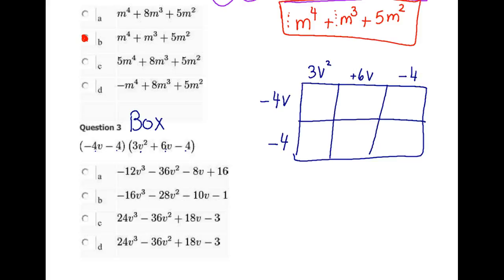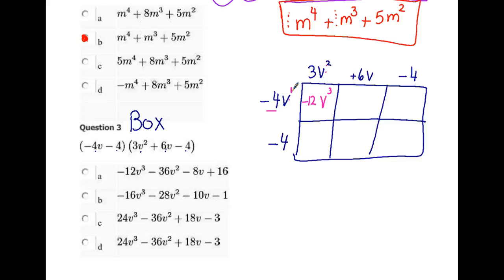Then you start multiplying. So the negative 4v and the 3v squared multiplied together. Remember, when you multiply, the powers are added, okay? In adding and subtracting polynomials, you don't change the powers. Multiplying, you add the powers. So, negative 4 times 3 is simply negative 12. Now, v times v squared is v cubed. You added the power. Remember, v means the power of 1. Usually, we don't write the 1. We forget about the 1. So, 1 plus 2 is a 3.